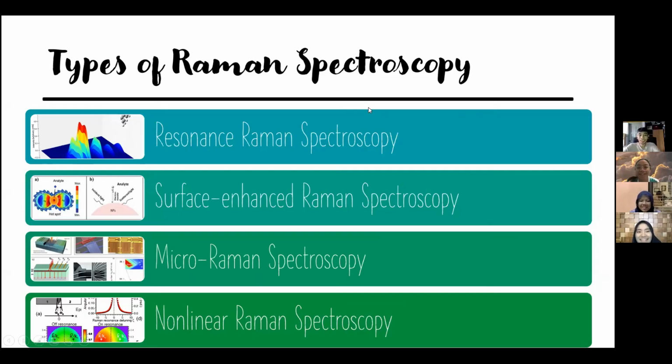So now we are going to discuss the types of Raman spectroscopy. We have four types, which are resonance Raman spectroscopy, surface enhanced Raman spectroscopy, micro Raman spectroscopy, and non-linear Raman spectroscopy. So next slide.